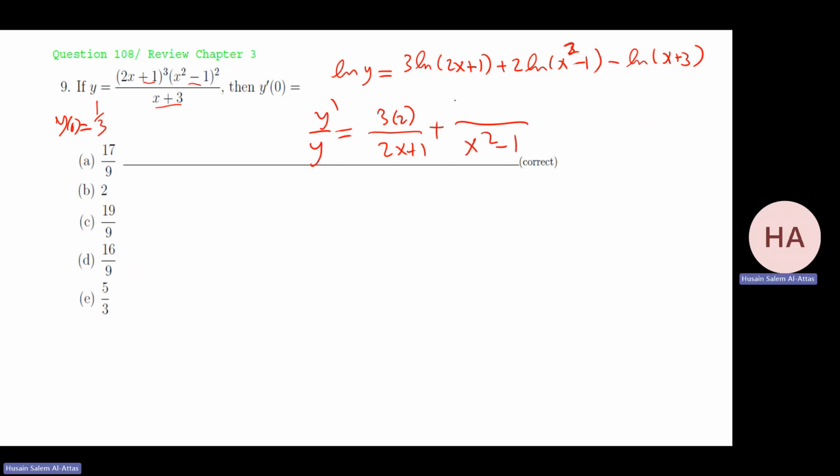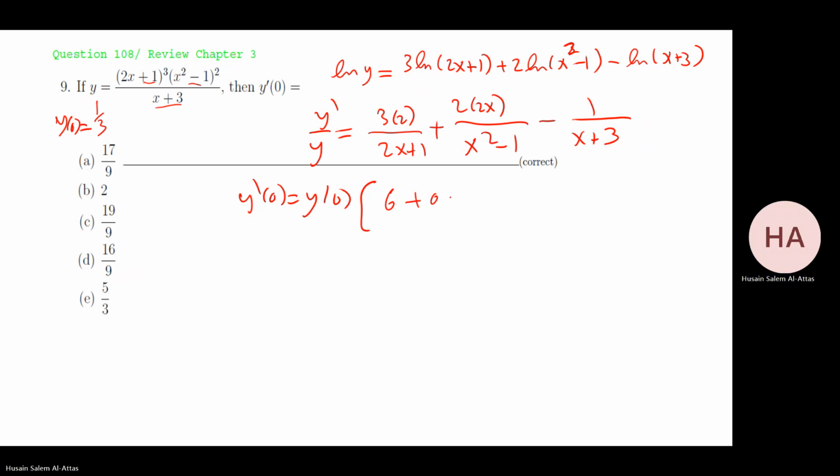X squared minus 1. I have 2 times 2x, 1 over x plus 3. Y prime at 0 will be y at 0 times this at 0. It will be 6. This is 0. This is 1 over 3, which is 1 over 3. This is 18 minus 1, 17 over 3, which is 17 over 9, which is this one.